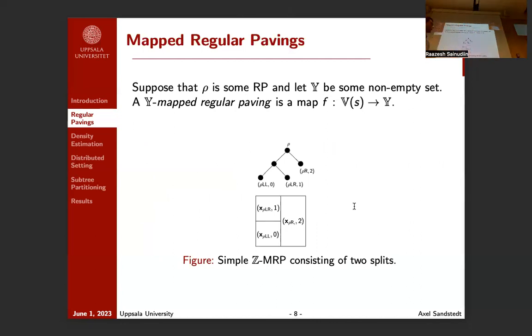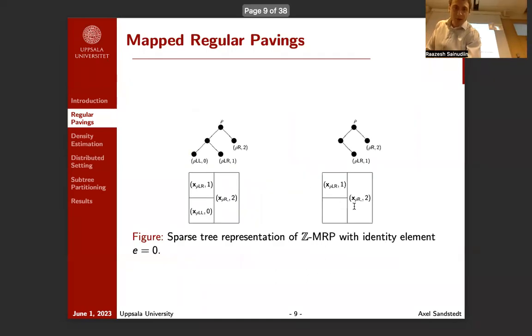So we want to map our cells to some values. In this case, we have an example here where we want to map our cells to, perhaps, a count of the number of points found in it. So we have an integer-valued map regular paving in this case. But we can define the mapping set to be whatever. We will concern ourselves mostly with counting.